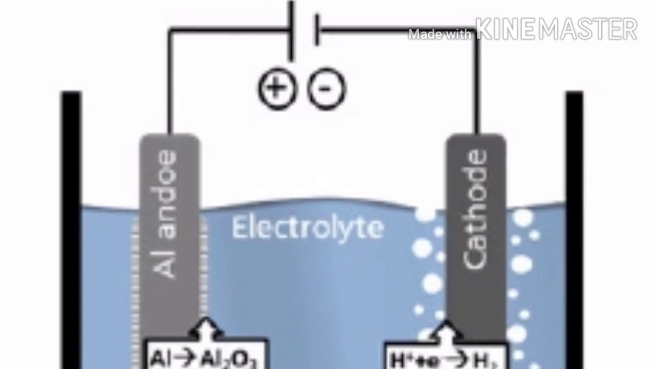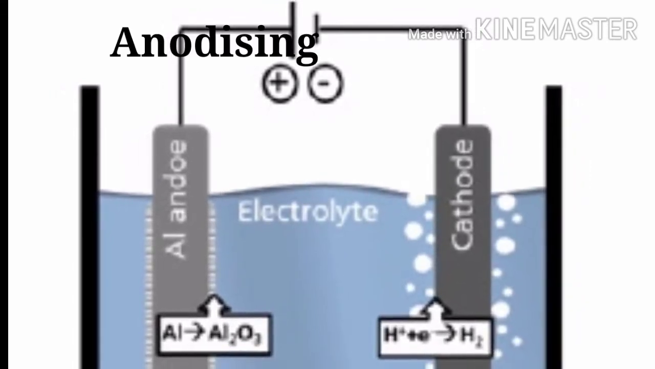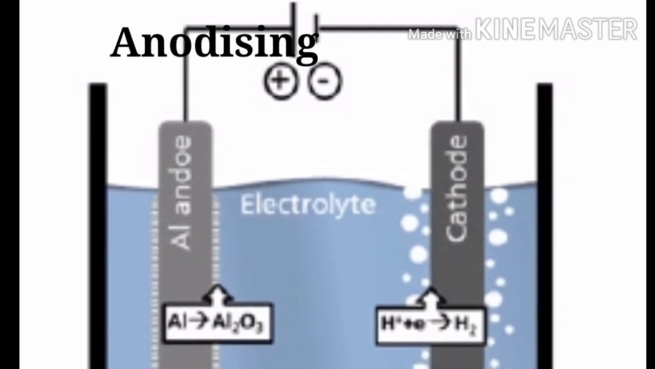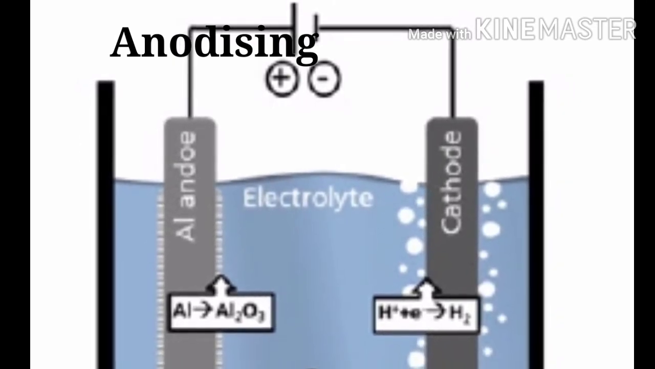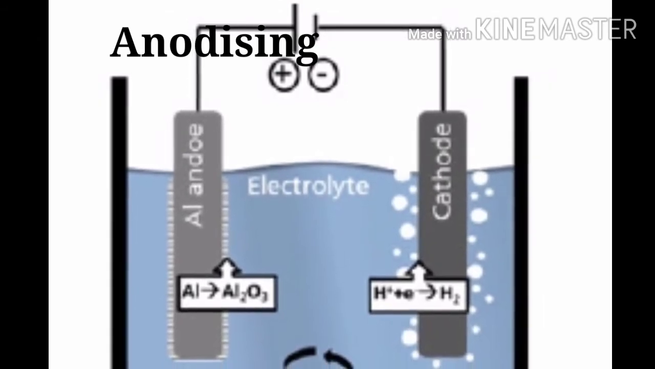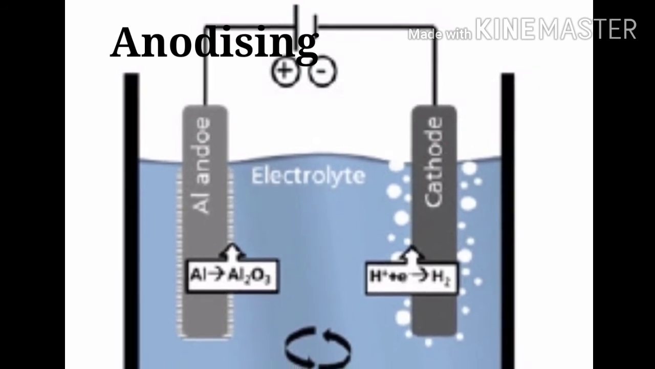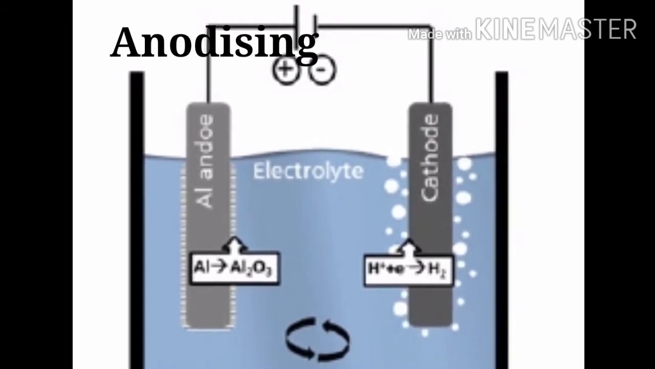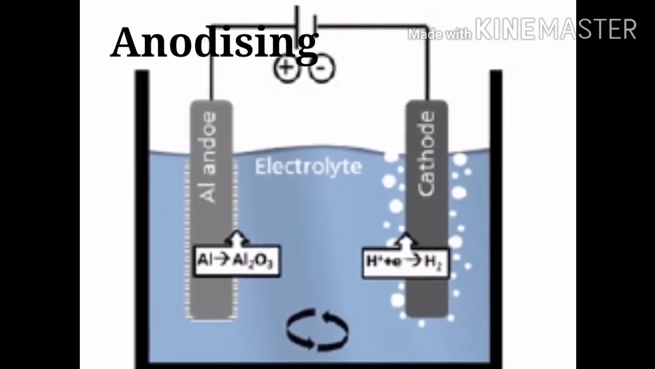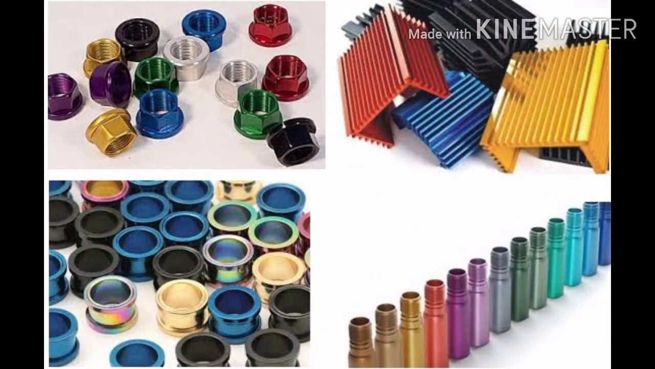Hence, this property of forming an oxide layer over the metal is used in the process of anodizing, which is a process of forming a thick layer of oxide over aluminium. During anodizing, a clean aluminium article is made the anode and is electrolyzed with dilute sulfuric acid. The oxygen gas evolved at the anode reacts with the aluminium to make a thicker protective oxide layer. This oxide layer can be dyed easily to give aluminium articles an attractive finish.